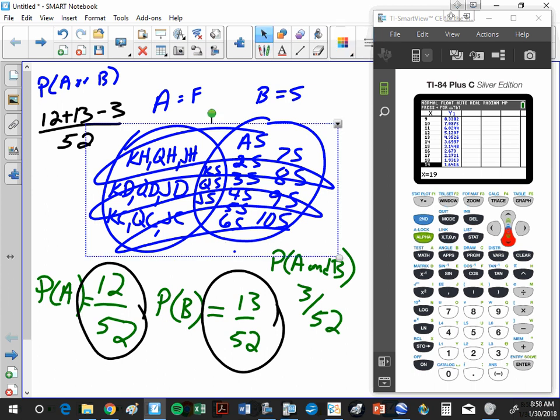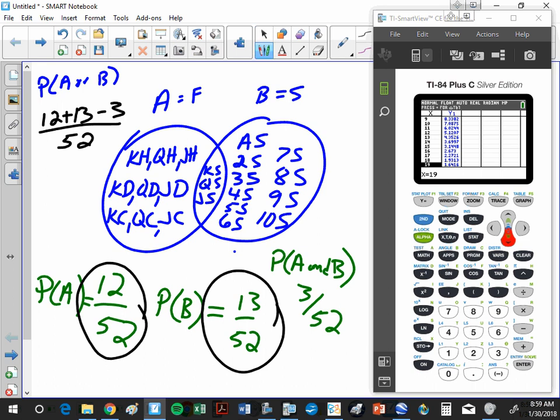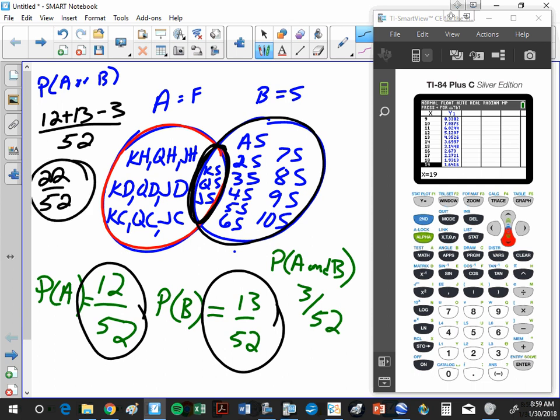Okay. Now, if we're allowed to look at the picture, you can see that there are 12 cards in that bubble, and there are 13 cards in that bubble. But if I add the A bubble to the B bubble, this interior group, the intersection, gets counted twice. So we do all of A plus all of B minus the intersection. So that would be 12 plus 13 is 25 minus 3 is 22 out of 52. That's the probability of getting a face card or a spade. Okay?